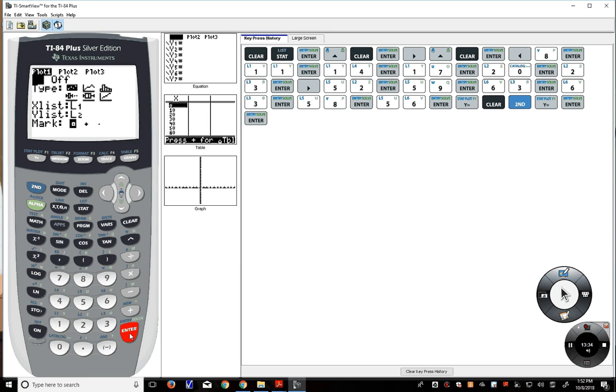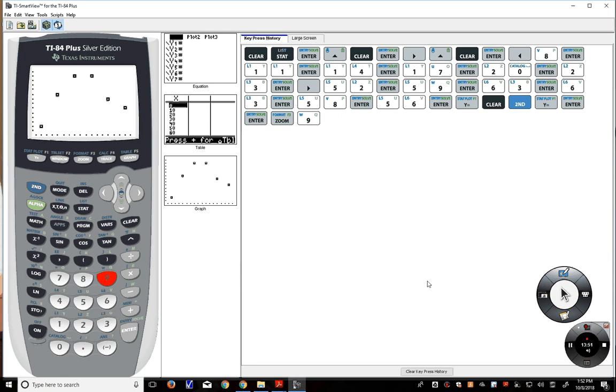Now, before I go and look at the graph, who remembers how we should zoom? Kylie? Good. Zoom 9. Okay? That will do your data automatically for you and scale your graph according to the data. So I'm going to press zoom, and I'm going to choose choice 9. There's my data. Okay?